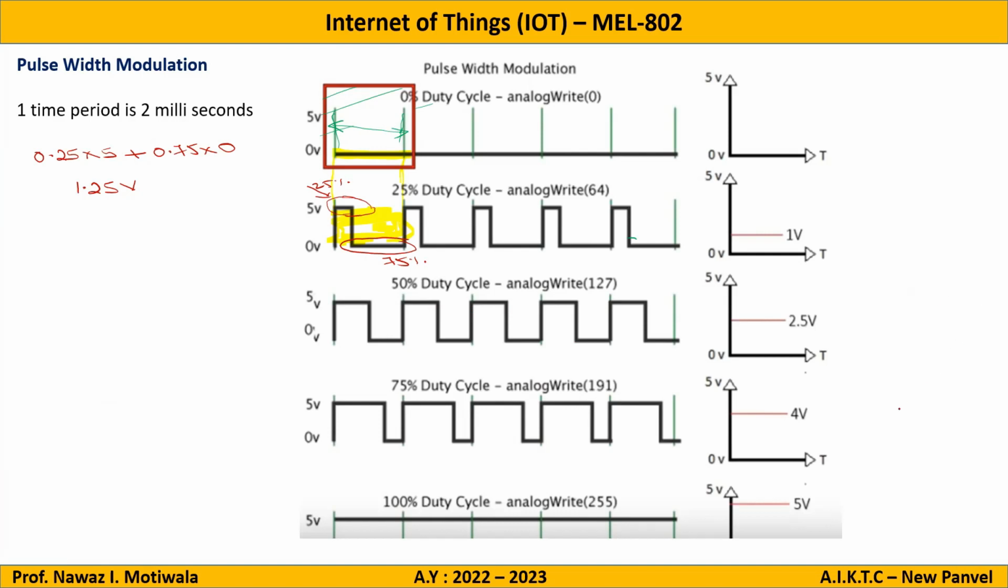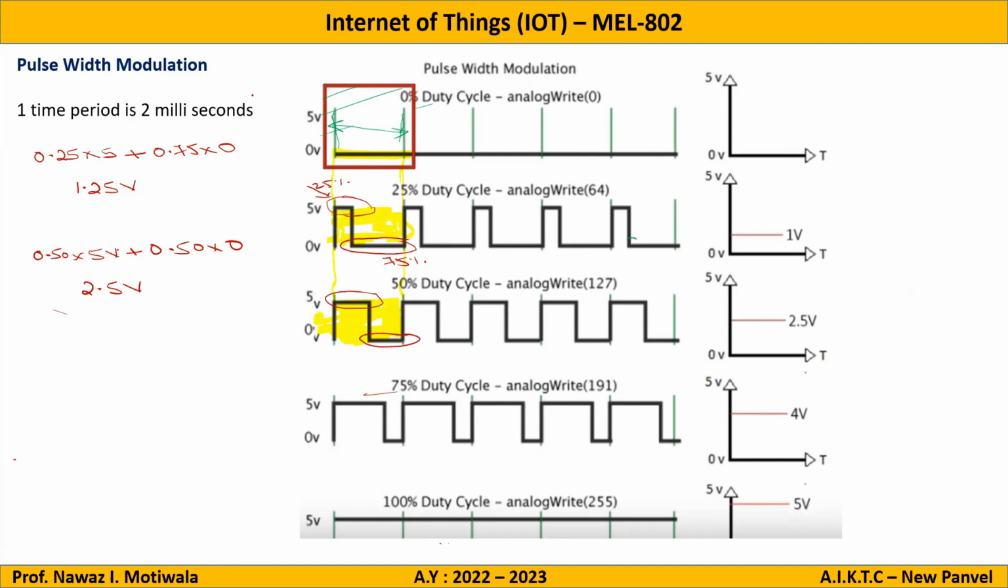Now let us go to the next cycle, where again I will mark the next cycle. It is here, this one and this one. So this is the entire cycle. Again, if you observe carefully, in this particular cycle, for 50% of the time it is getting 5 volts and for 50% of the time in the same duty cycle it is getting 0 volts. So if I calculate, I will get 0.50, that is, 50% of the time it is getting 5 volts and 50% of the time it is getting 0 volts. If I calculate this, I will get 2.5 volts.